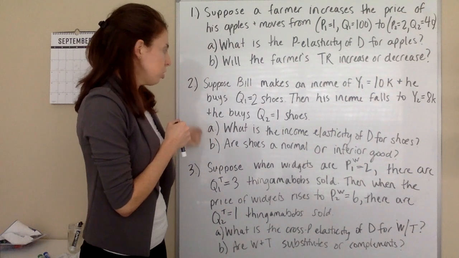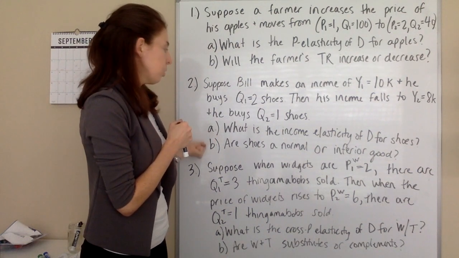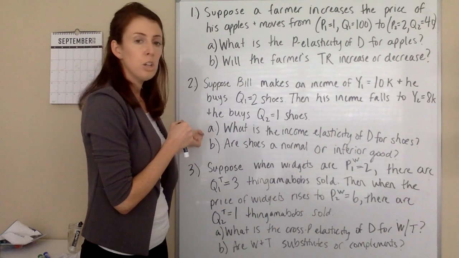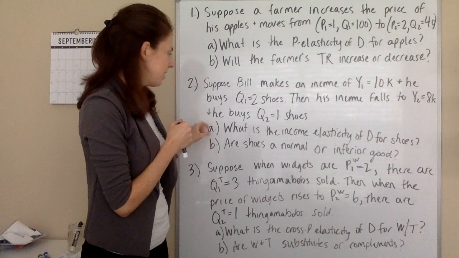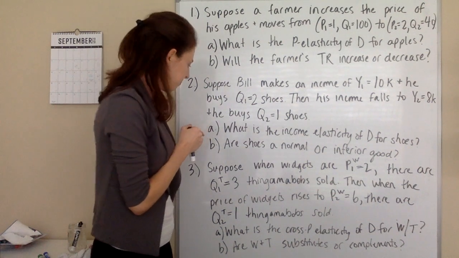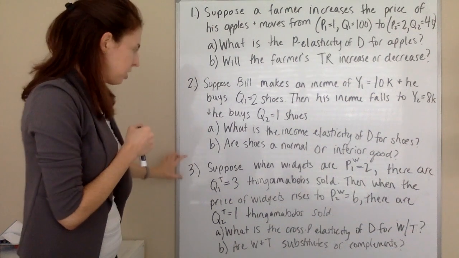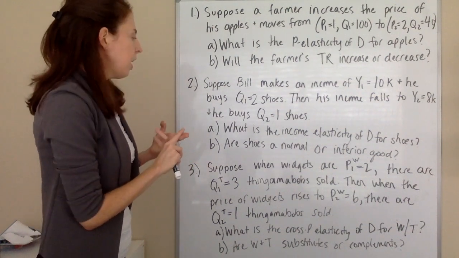With that number, you should be able to answer question 2, part B. And the question is, are shoes a normal good or are shoes an inferior good? So as a hint, you need to take this number and look at whether it's bigger than 0 or less than 0. And then the last question is, suppose we have 2 goods, they're widgets and thingamabobs.